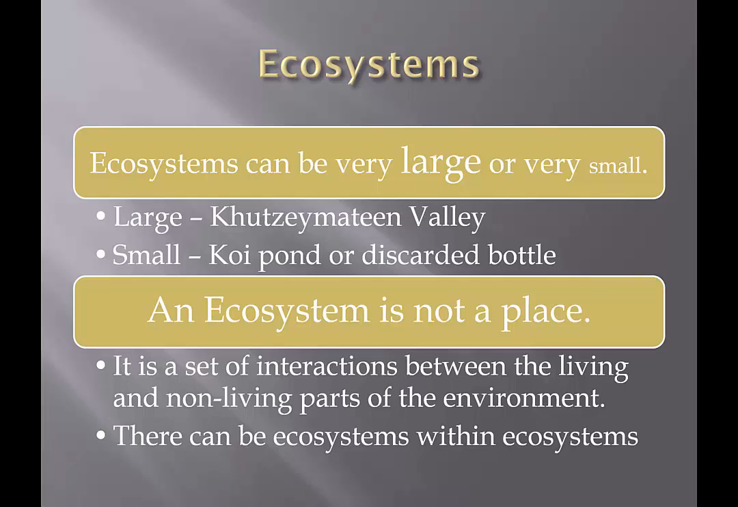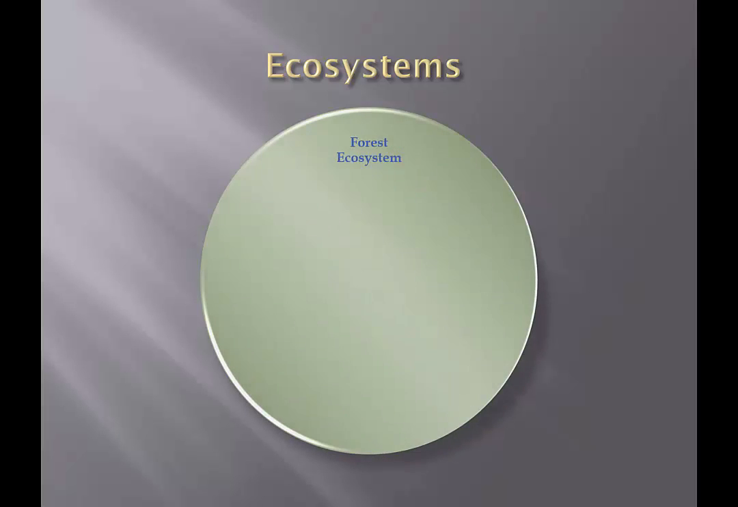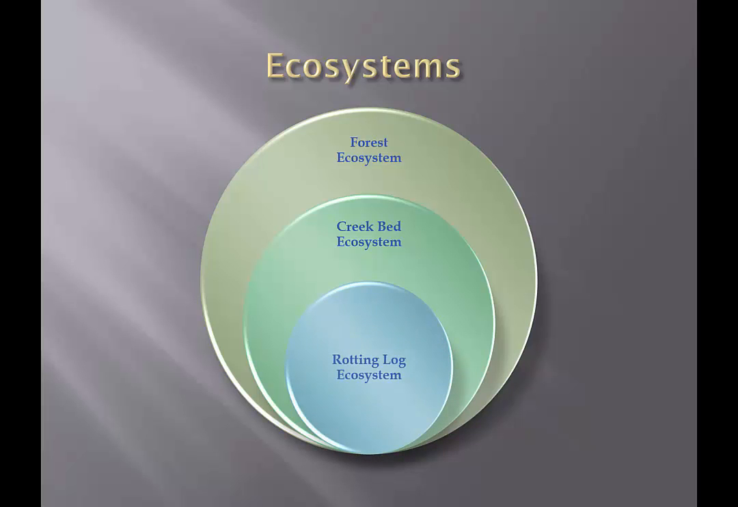Now, within ecosystems, you can have smaller ecosystems. So let's take outside our North Forest. You have a forest ecosystem. That is quite a large ecosystem. Within that ecosystem, you would see the creek bed. So the things and the interactions that are going on in the creek are different than the interactions that are going on in the forest as a whole. Within the creek, you may have a rotting log, and the interactions that are taking place within that rotting log are also its own individual set of interactions, therefore making it its own ecosystem.